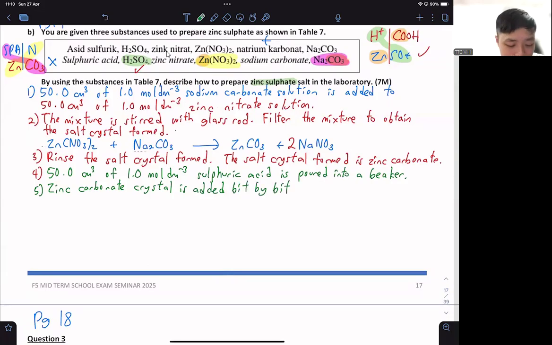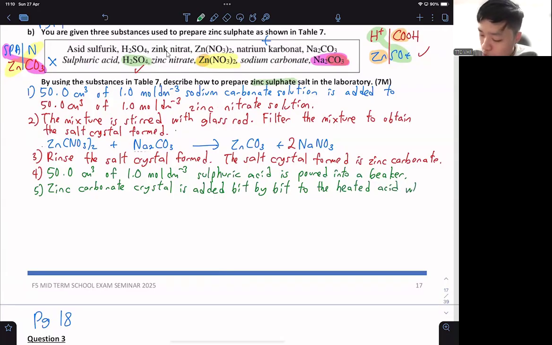Bit by bit. So when you heat the acid, then you put inside the beaker, you heat the acid, then you use a spatula, scoop some of the zinc carbonate, then you pour. Not everything just pour it one time. So you slowly add, okay? So bit by bit to the heated acid.